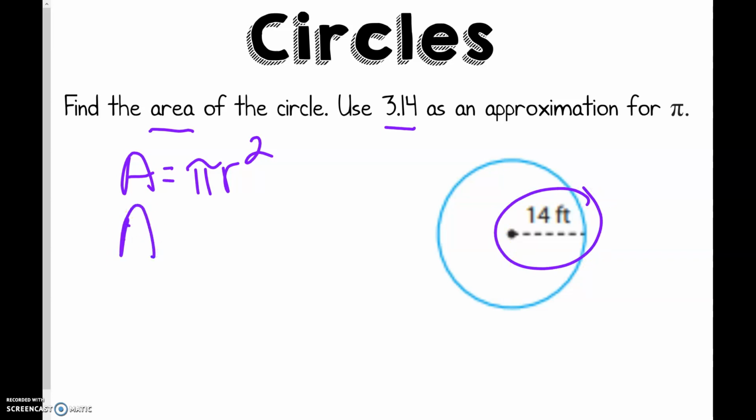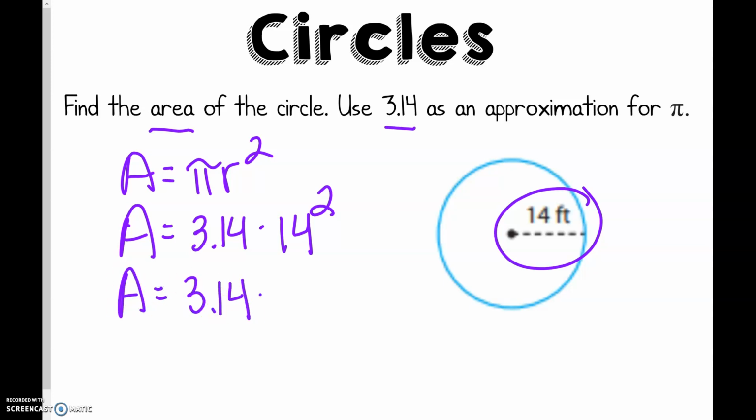So I'm going to substitute in that we're using 3.14 for pi times that 14 squared, okay? Now you can do this two different ways. If you want to find the 14 squared first, you can, or you can think of this as just multiplying 3.14 times 14 times 14, right? Because that's what 14 squared means, you're taking 14 times itself, okay?